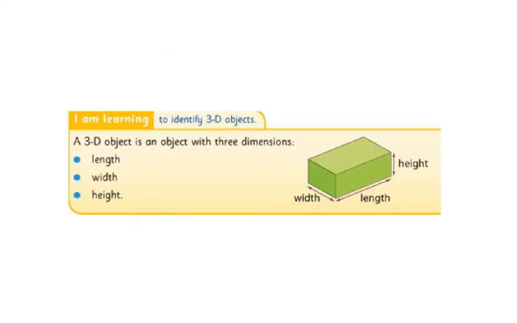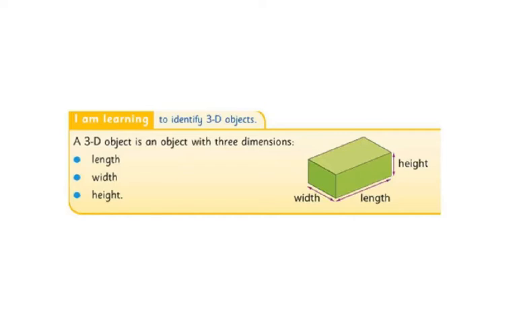So what is a 3D object? Well, a 3D object is an object with 3 dimensions: height, length and width. We would have looked at 2D shapes previously, and 2D shapes are the surfaces of 3D shapes. So they don't have height.